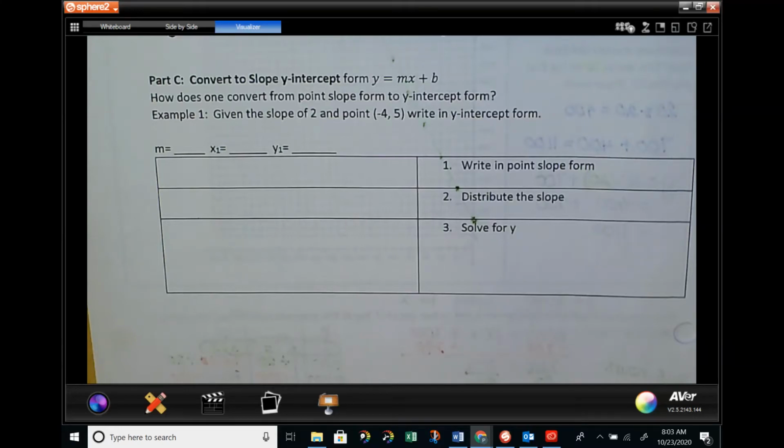Okay, so in this particular one, we are going to take your point slope form. We're still looking at point slope form. This time, we're going to convert point slope form into y equals mx plus b. So we're going to convert it to your standard y-intercept form.